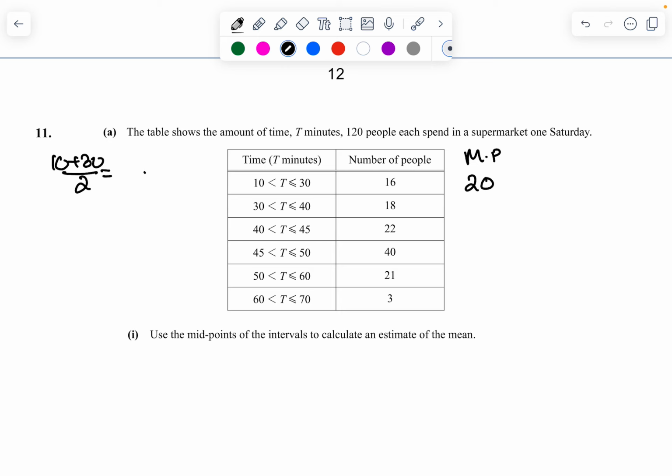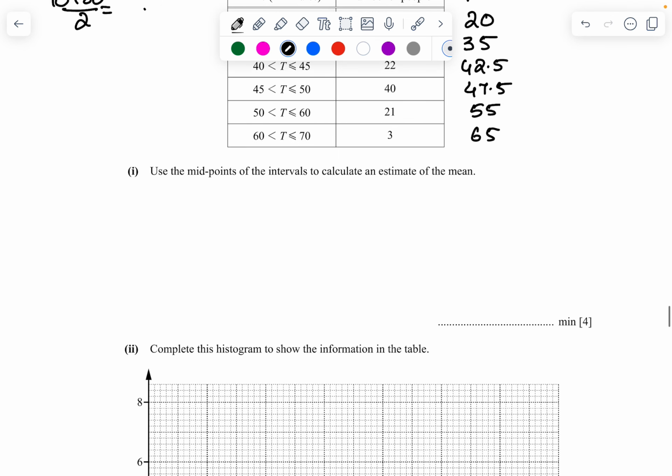Then 30 plus 40 by 2, which is 35. 40 plus 45 by 2, which is 42.5. 45 plus 50 by 2 is 47.5. 50 plus 60 by 2 is 55. 60 plus 70 by 2 is 65.